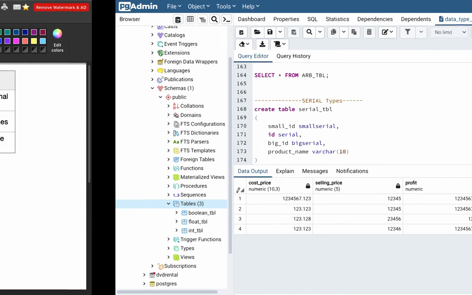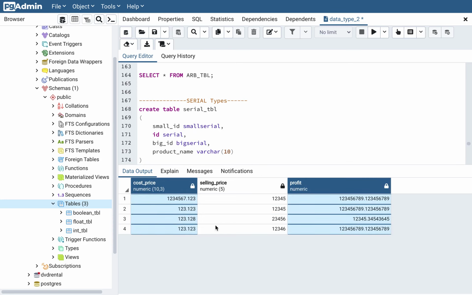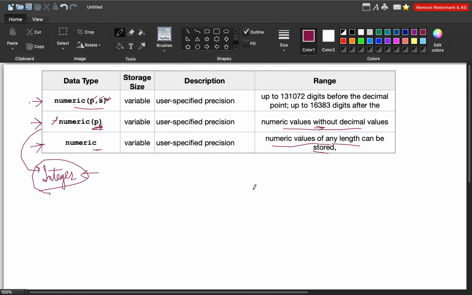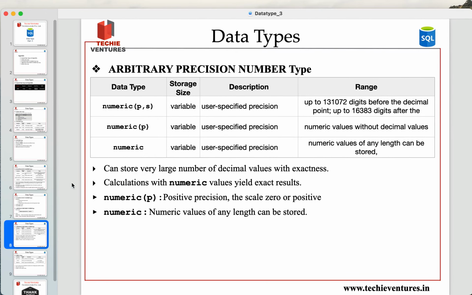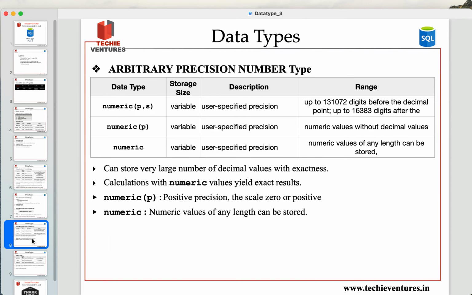Suppose you want to multiply, for example, the cost price and profit columns. Even if you multiply, you will notice that the result you are getting is an exact result after the decimals also. But that is not applicable for the other data types which we have seen, which are float, double, and decimal, because they will have an approximation value.